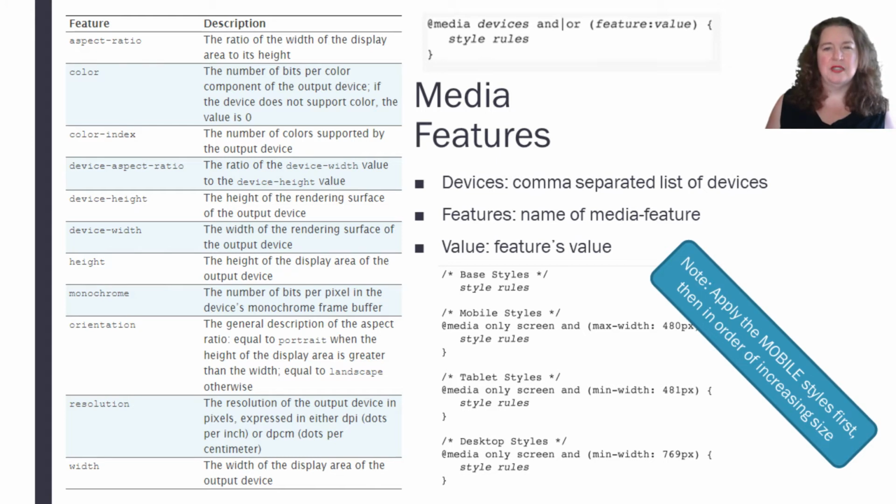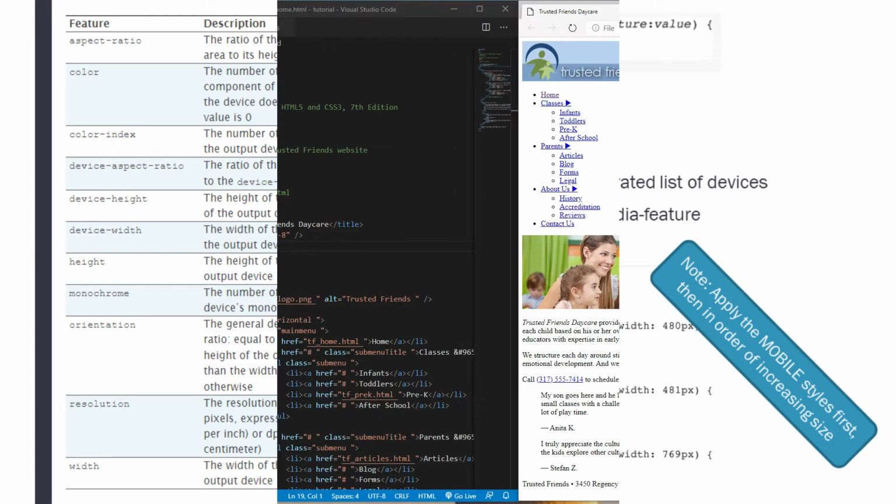Remember that progressive thing. When you list your devices, you can comma separate them. I know I've said commas are bad, but commas are good in certain situations. And then you can have a feature, and then what do you want its value to be? You can use either ands or ors. So you can say media device is a screen and its width is 580 or greater or something like that. So those are the options that you have in that situation.